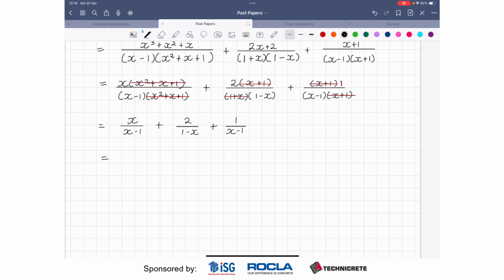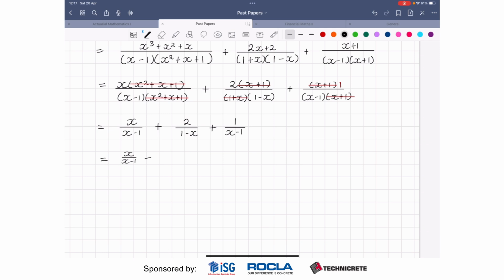So the first one stays the same. My sign is changing for the whole fraction. It's now negative. 2 stays the same, and I'm swapping the signs of the terms that were at the bottom. So where I had negative x, I'm now going to have positive x. And where I had positive 1, I'm now going to have negative 1. And the last one stays the same.